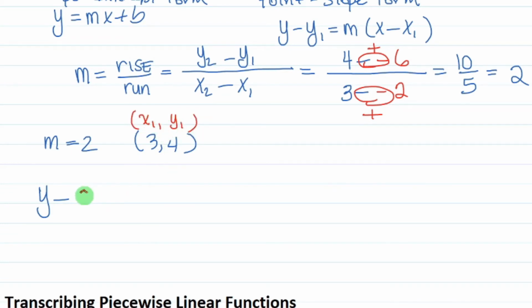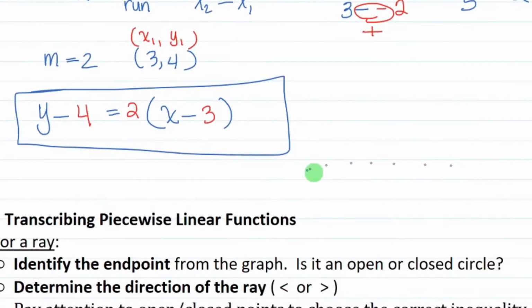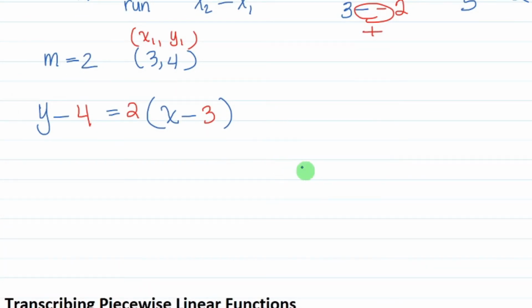So our y1 is 4, equals m, this is m right here, which is 2, times x minus your x1. So x minus, and the x1 in this case is that 3 right there. So there you go. That's the answer in point slope form. And if you were in calculus, you'd be done already. However, in Algebra 2, we usually ask you to go to y equals mx plus b form.